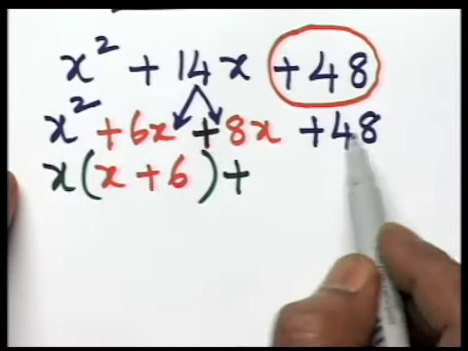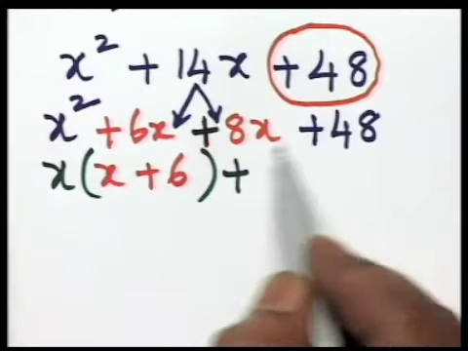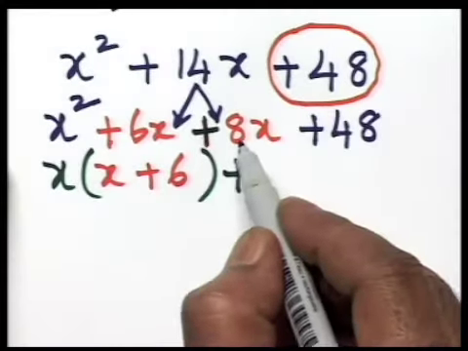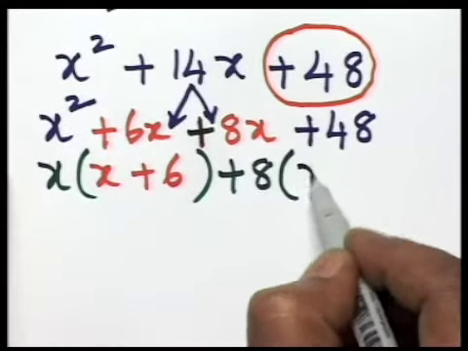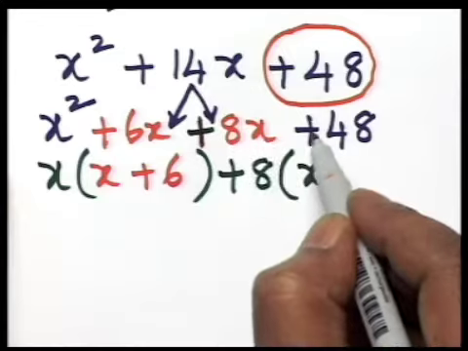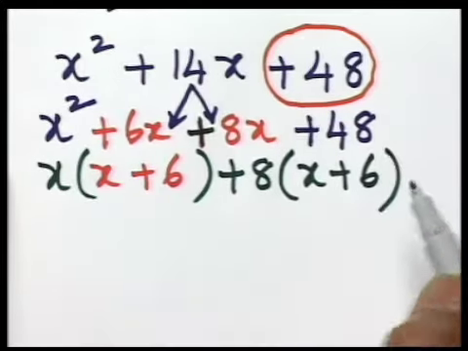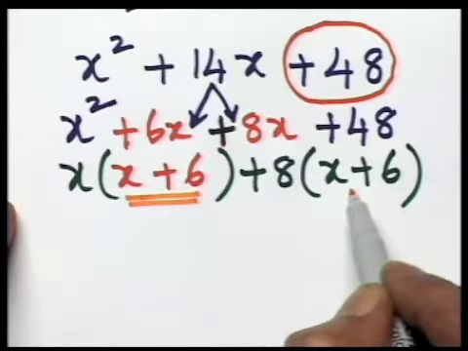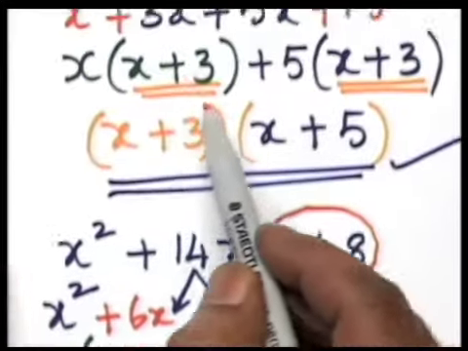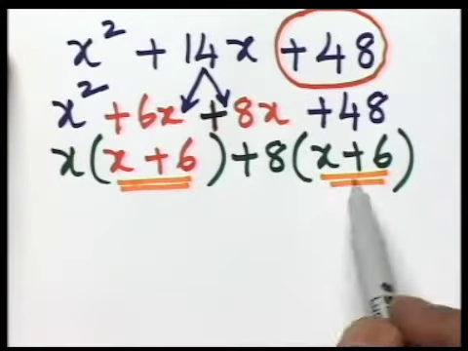Now 8x and 48, what is common? 2 is common, 4 is common, but we look at the maximum one. Maximum is 8. So 8 is common, and inside the bracket I will be getting x, because that x is left out, plus 8 goes into 48 6 times. Right, people? So once again, please understand, these two brackets are same, x plus 6 and x plus 6. Just as in our last case, the x plus 3s are same, and now x plus 6s are same.